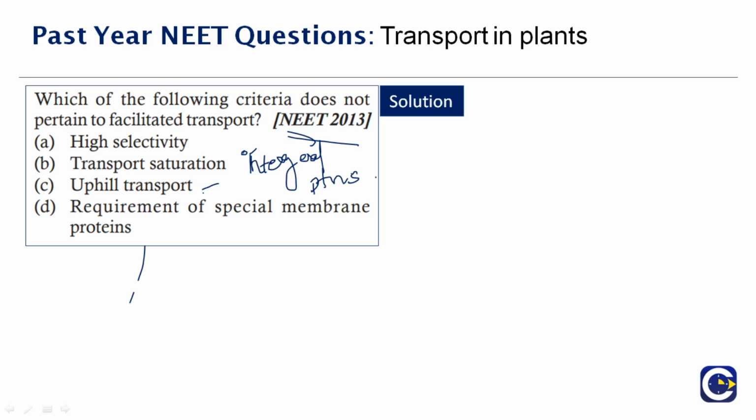They require a special feature for it and a special energy for it. They should not use ATP also, because if you start using ATP for this kind of transport, then the plant will not get energy. Therefore, which of the following criteria does not pertain to facilitated transport? It is uphill transport. Option C is the answer for this question.